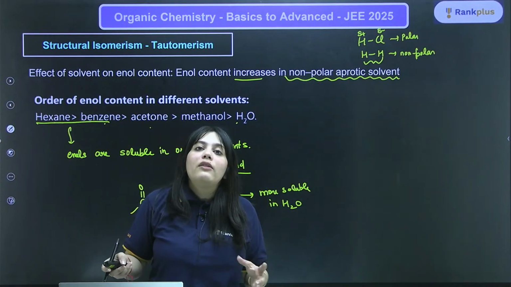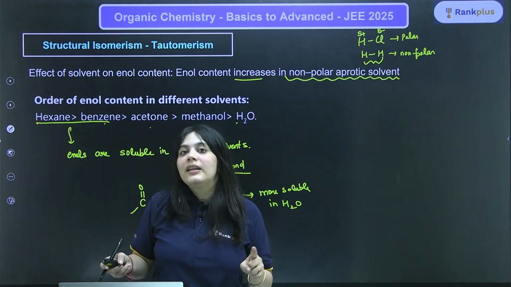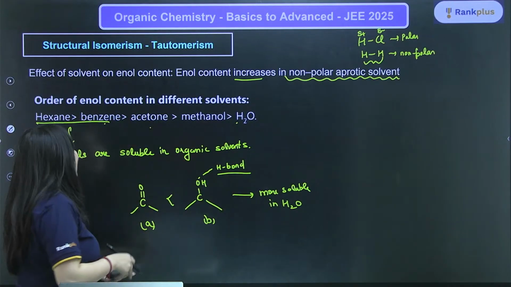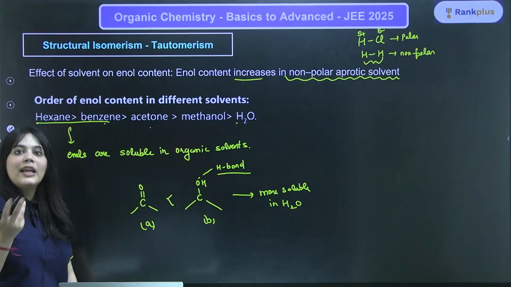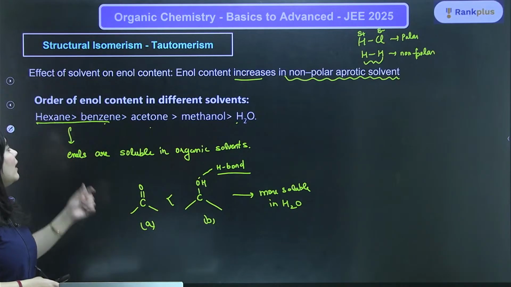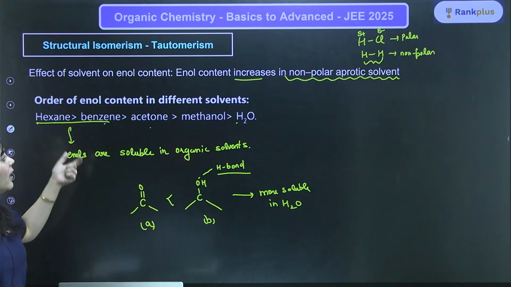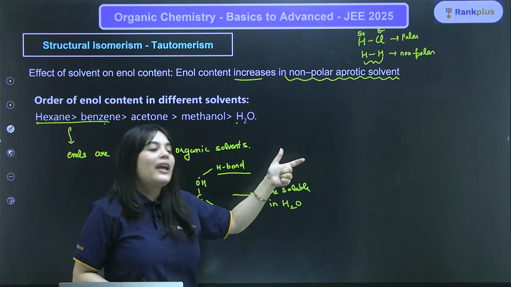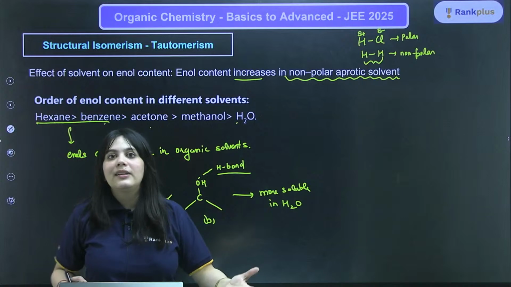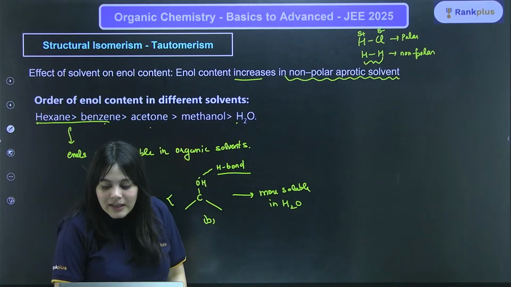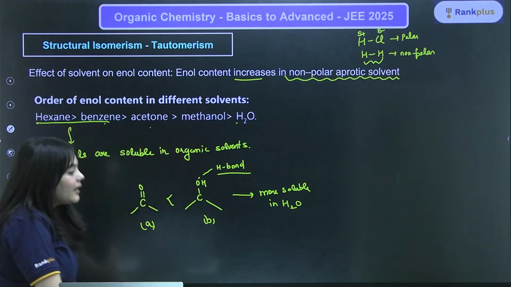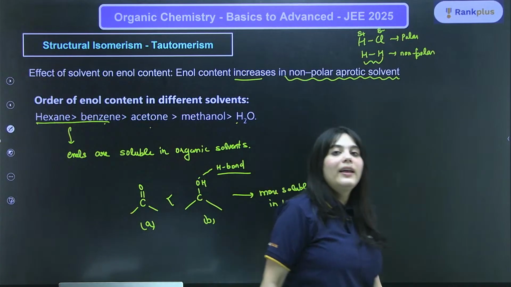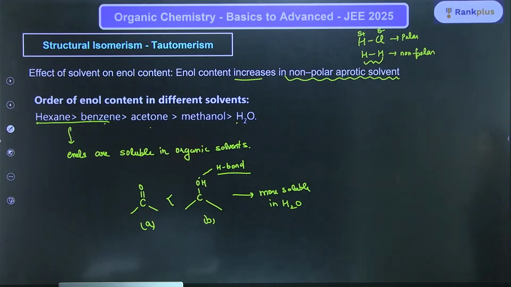Whenever a solvent has no H in it, it is called a non-polar aprotic solvent. For example, hexane cannot give its H. Benzene cannot donate its hydrogen. Acetone can somewhat donate. Methanol can donate the hydrogen. And water definitely can, it is a polar protic solvent. Does anyone have any doubt till now for polar aprotic and non-polar aprotic solvents?